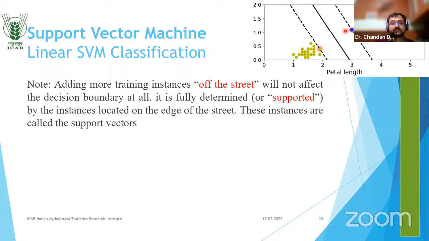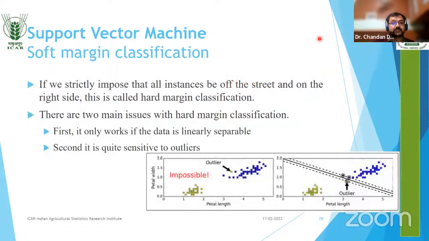Adding more training instances off the street will not affect the decision boundary. Suppose more objects come to this. Here a new object falls into this portion of the road, but it is still on the left side of your classifier. That means we have more space to put our new objects, and it will classify the new objects easily.